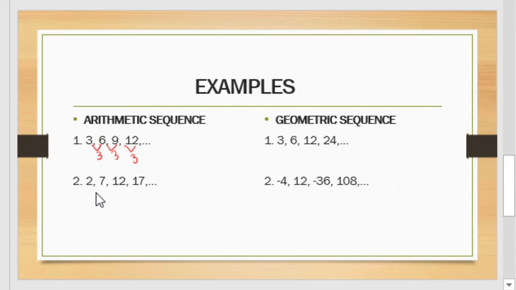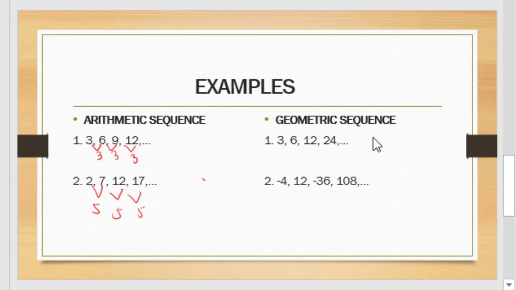Now, for number 2, the same thing happens. We have 2 to 7. The gap is 5. 7 to 12, the gap is also 5. 12 to 17, that's also 5. So, their common difference is 5. So, how do you obtain the succeeding term? You add 5 to each preceding term. For example, 2 plus 5, that is 7. 7 plus 5, that is 12. 12 plus 5, that is 17. So, that is what arithmetic sequence is. They have what we call the common difference, a common gap.